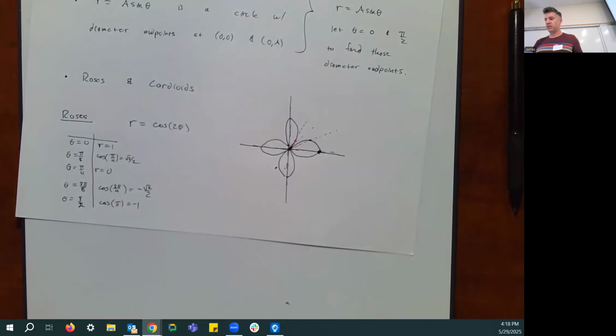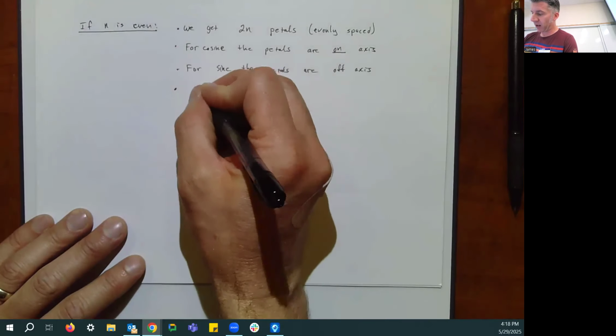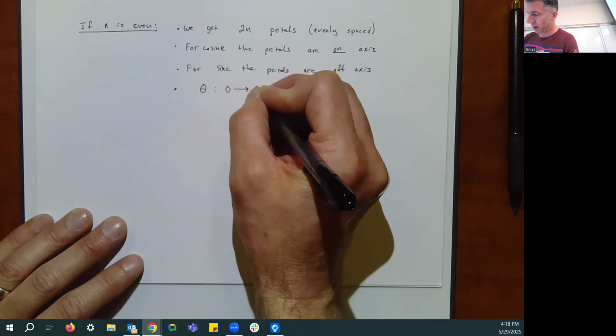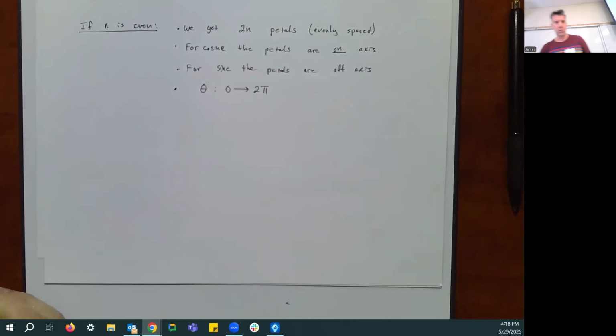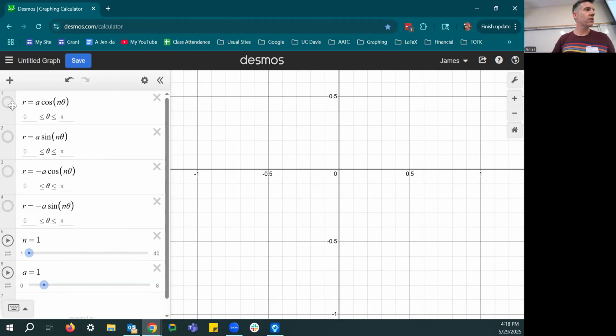And lastly, to get the whole graph, we have to have theta go from 0 to 2 pi. So let me show you. Let me show you with my fun Desmos stuff instead of with drawings, because I can't draw this. So let's look at a cosine of n theta.